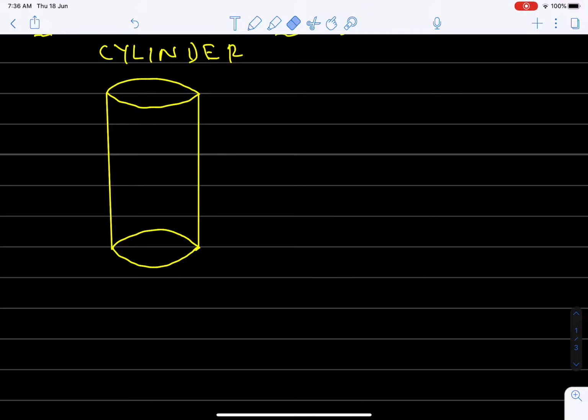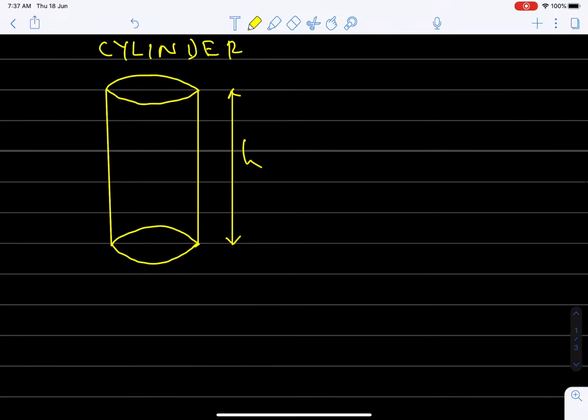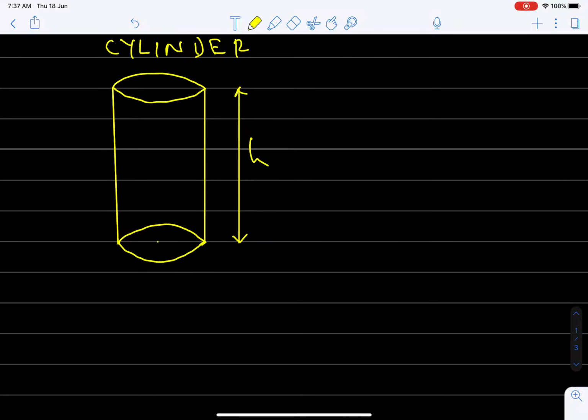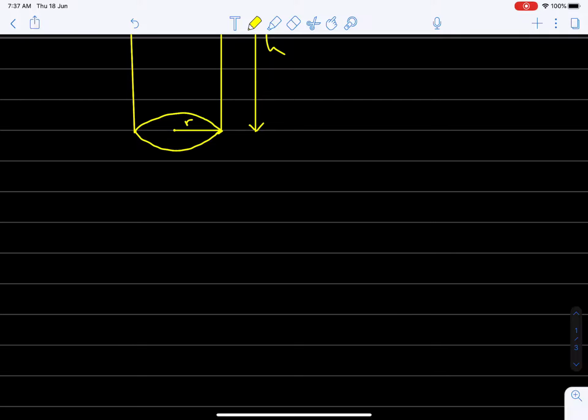Now this is its height. This is the height of a cylinder. Let's call that h. And this is the base radius, the radius of that circular base. The radius of each of the circular faces is usually denoted r.